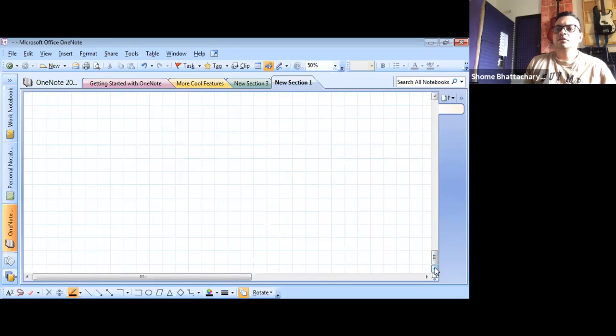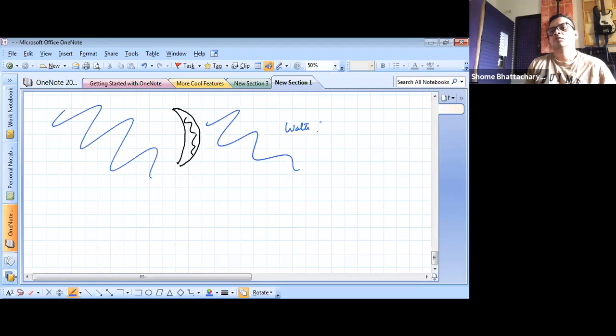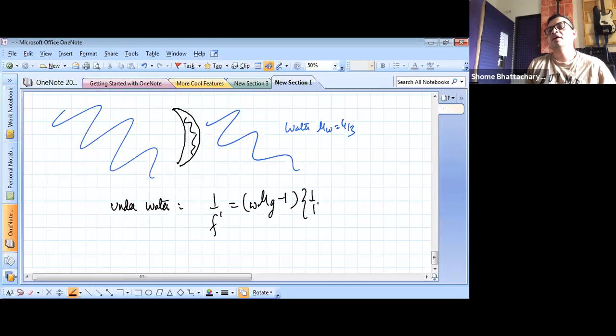Okay, so let's come to the second part. In the second part, when we take this lens underwater, the focal length of the lens underwater, let's say the focal length becomes f prime. So it is refractive index of glass with respect to water minus 1 into 1 by R1 minus 1 by R2. Let's say this is my equation 1.